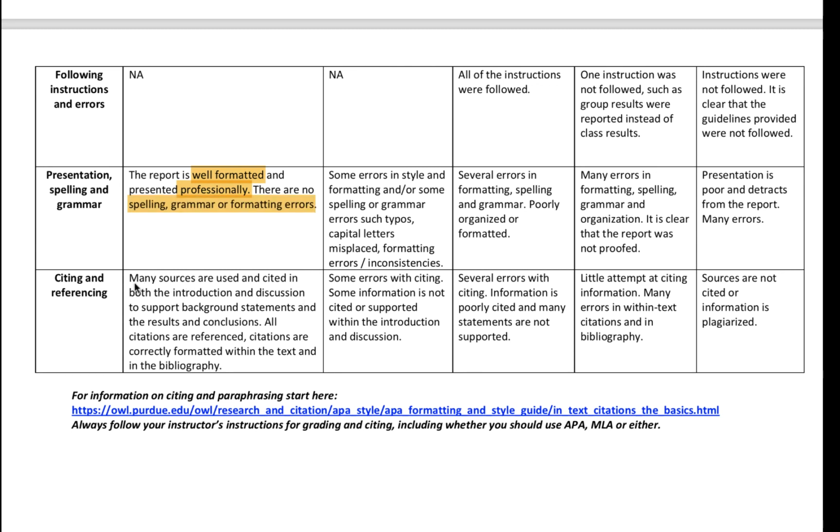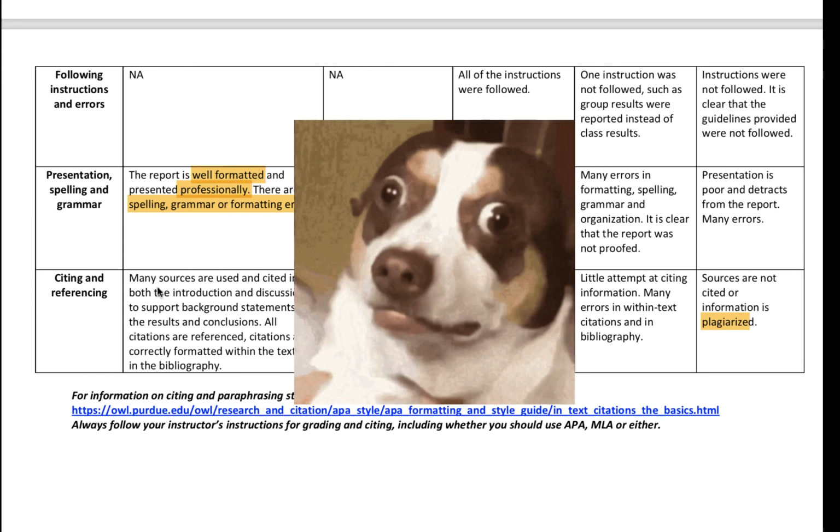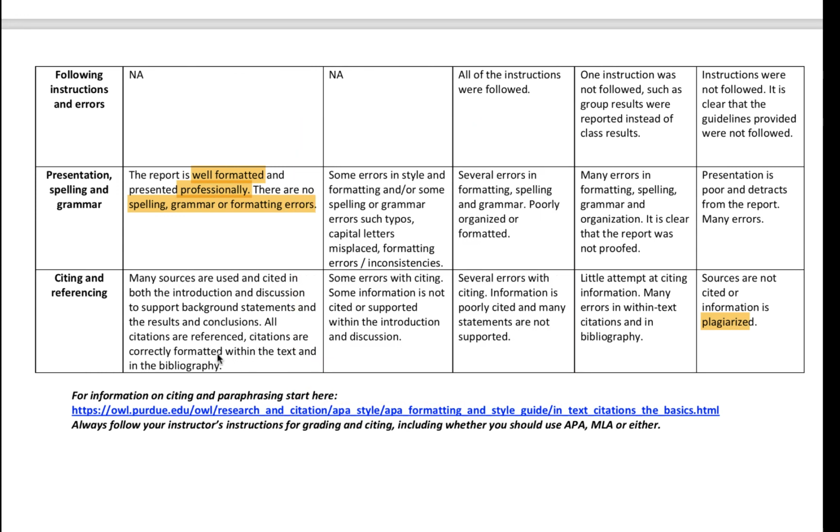And then citing and referencing. Really important here, it also includes paraphrasing. So paraphrasing is writing in your own words. What you can't do is copy and paste chunks of text and then just change a few words here and there. And there are resources on D2L on how to make sure that you're correctly citing and paraphrasing. You need to make sure that you are definitely doing that, because otherwise you run the risk of plagiarism, and that is not a good thing. So cite your sources and make sure that you paraphrase correctly.